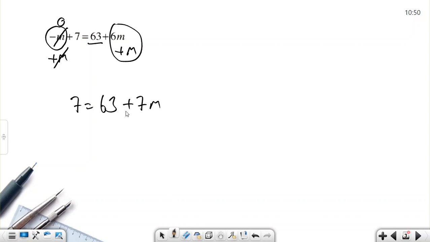I want m equals something, but there is 63 as a term and 7 times m. I don't want that much. Let's subtract 63 from both sides. 7 minus 63 is negative 56. So that will be 0 plus 7m. Only 7m left. It's not enough for us because I have 7 times m. I don't want this 7 times m.